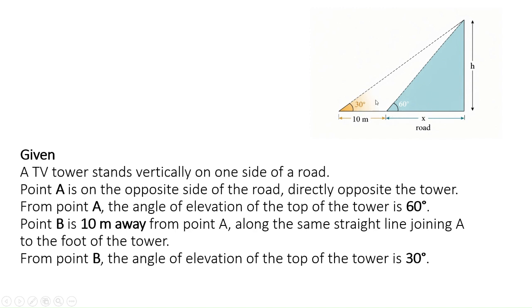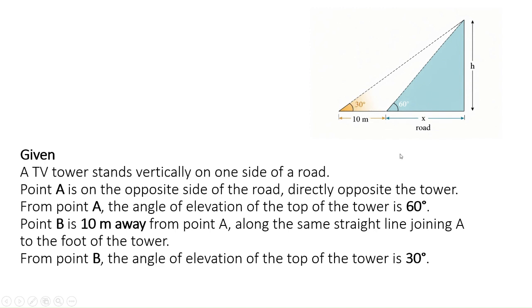So here, two angles are given. But one point we must consider is that the distance between the tower and the first point is not given. Only the distance between the two points where the angles of elevation are taken is given. This must be very much clear in our mind.